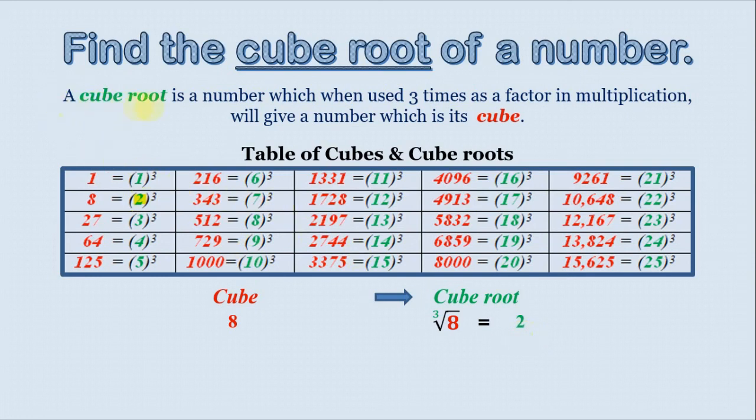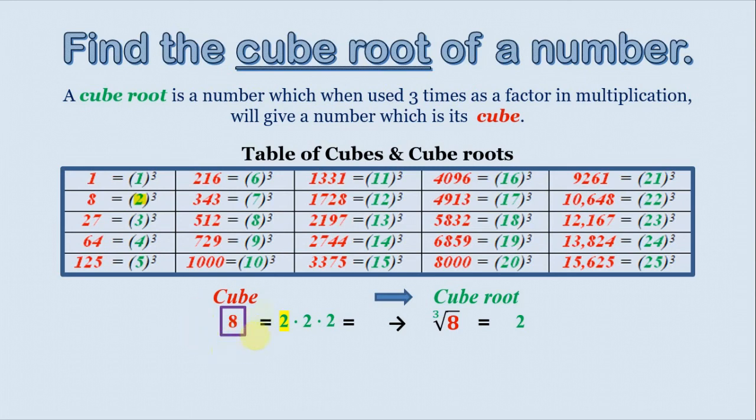A cube root is a number which, when used 3 times as factor in multiplication, will give the cube of the number. Therefore, the cube root of 8 is 2, since 2 times 2 times 2 will give its cube, which is the number 8 in our example.